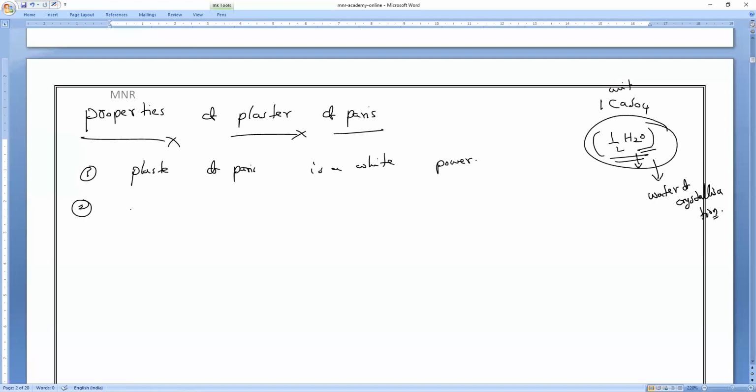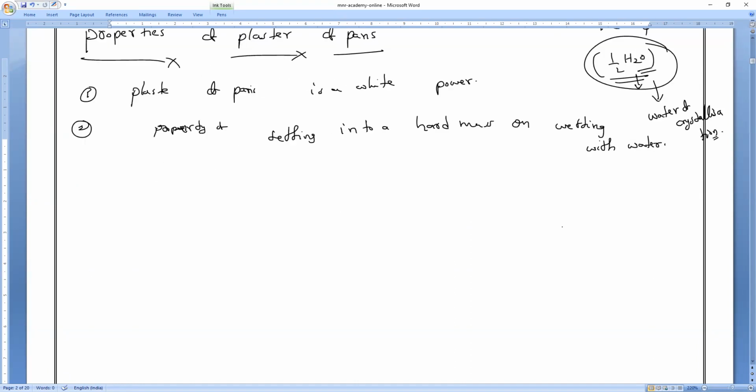Okay. Second one. Plaster of Paris has a very remarkable property of setting into a hard mass on wetting with water. So that is why you can notice it. If you are constructing a new home or something, your parents will never keep the plaster of Paris exposed to the atmosphere or left to react with water.